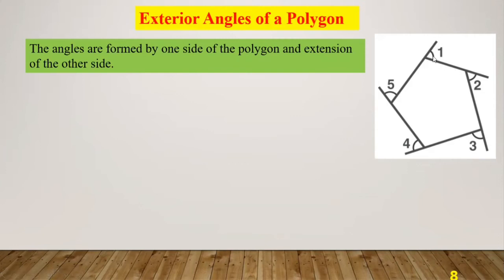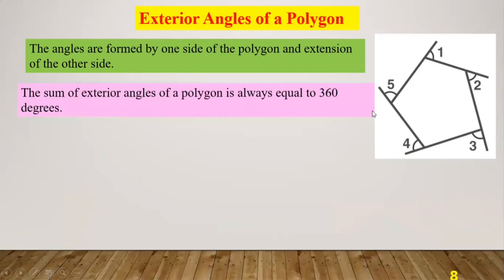So this angle formed is the exterior angle. When we go clockwise, we can see here the number of exterior angles formed. If it is 1, 2, 3, 4, 5, it is a pentagon, so it will have 5 exterior angles. If it is a triangle, it will have 3 exterior angles, going in a clockwise or anti-clockwise direction.